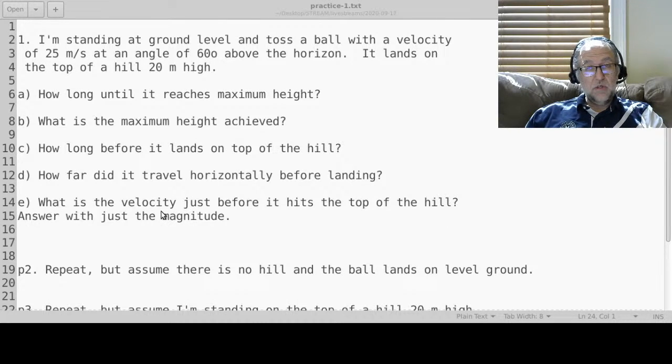Now, velocity has a direction. So in Cartesian, it would have an x and y. In polar, it would have a magnitude and a direction. I just want the magnitude here. I could ask for the direction too, but I'll just do the magnitude, and that's good enough.